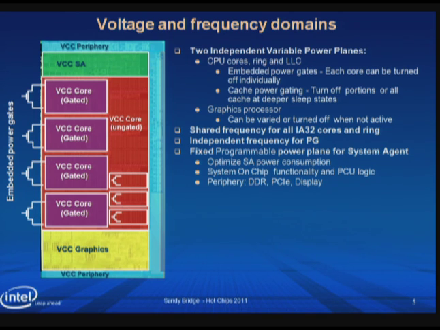This graphics has its own variable power plane and can run at a different frequency than the cores. When we go into sleep state on the graphics, we just shut off the voltage through the voltage regulator without the need for power gates. System agent has many voltages for the logic and for the IOs, and it has a programmable voltage, not variable as the other power planes, but with a hardware signal that selects from a predefined set of voltages in order to further save power.